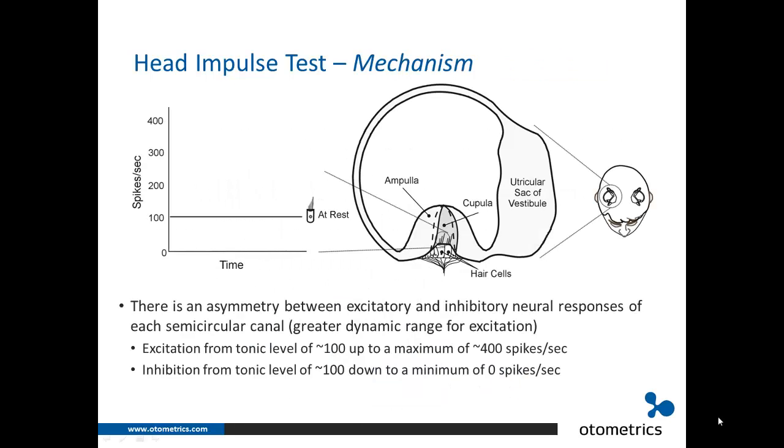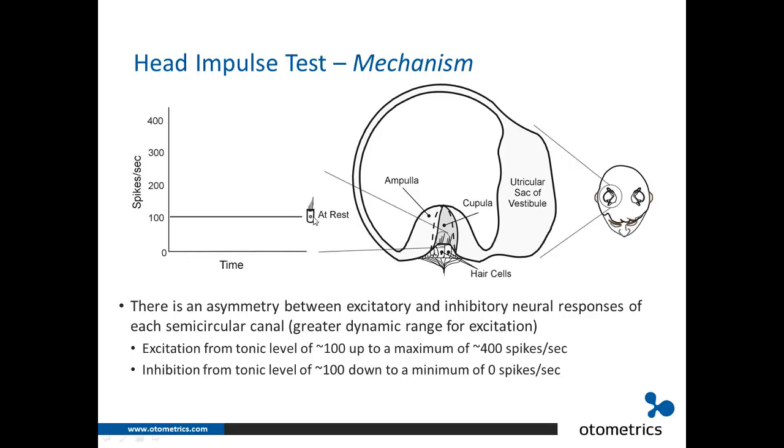The head impulse test relies on the fact that there is a neural asymmetry between the excitatory and inhibitory responses of the canals. For example, let's select one semicircular canal, in this case the right lateral canal, and look at the behavior of one of the hair cells in this canal. It is important to recognize that although we will be discussing the responses of the lateral canals, the same principles apply to the anterior and posterior canals.